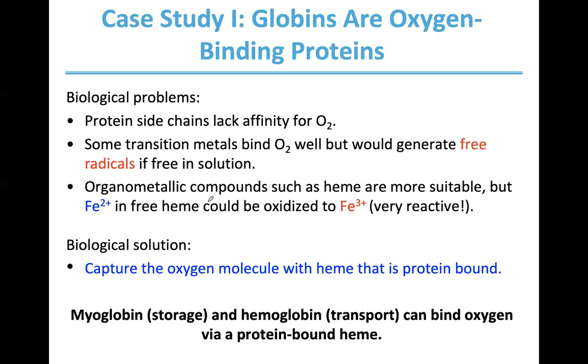The problem is, let's say if you use heme by itself, right? So you put iron in the heme without any kind of protein. The trouble is that this free heme could be oxidized to iron 3+, very reactive. And so what happens is that you actually put this heme into the protein, and the protein will prevent iron from undergoing oxidation, right? So you need the heme to hold the oxygen, and you need the protein to control its oxidative properties. And so there are two proteins we're going to talk about, myoglobin and hemoglobin. So myoglobin is primarily used for storage, and hemoglobin used for transport.